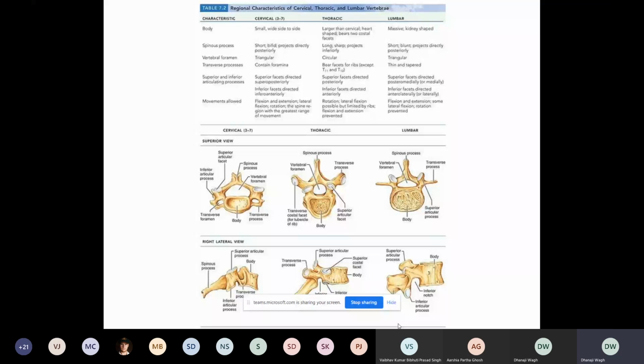Spinous processes of the cervical vertebrae are short and project directly posteriorly. In the thoracic vertebrae, the spinous processes are long, sharp, and project inferiorly, whereas the lumbar vertebrae spinous processes are short, blunt, and project directly posteriorly. What about the vertebral foramen? In the cervical vertebrae it is triangular in shape. Thoracic, it is circular, and lumbar, it is triangular in shape.